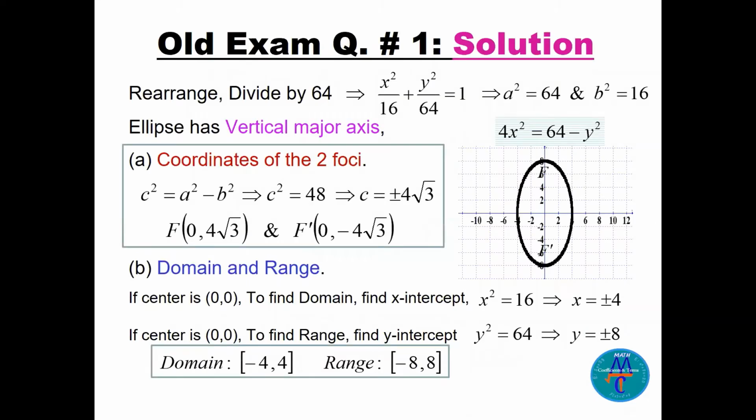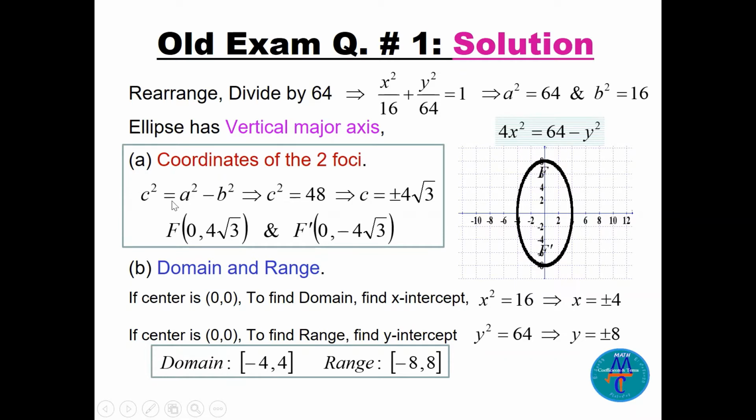Clearly, we have to rearrange the equation. So we divide by 64. So we get x squared over 16 plus y squared over 64 is equal to 1. The biggest number in the ellipse always is a squared, which is 64, and b squared is 16. Now, the ellipse is vertical because the bigger number is under the y.